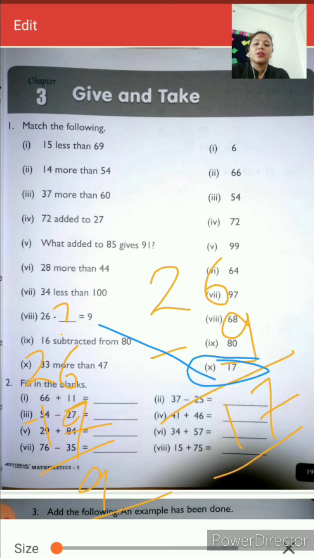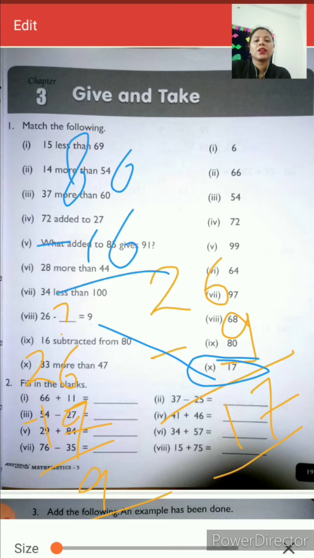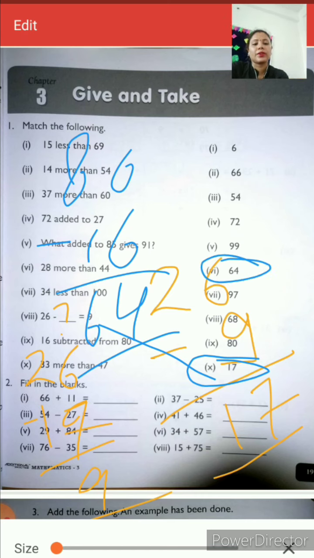Now our question number 9 is 16 subtracted from 80. So subtract 16 from 80. 10 minus 6 is 4, 7 minus 1 is 6, 64, and here is 64. Question number 9, the answer is 64.